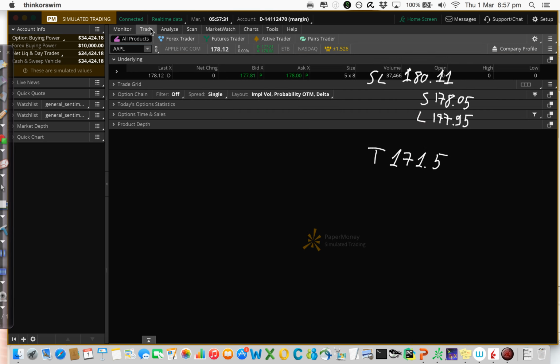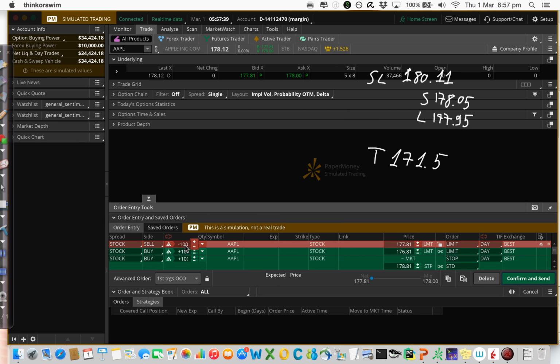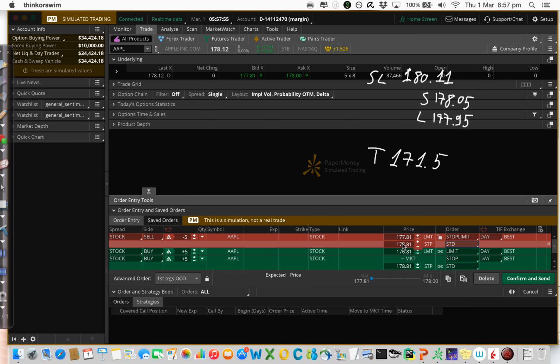So again, we go to trade, we click here, sell this time with OCO bracket. So we say that we want to sell 5 shares. So here we write 5, and again 5. We want to sell with a stop limit, okay, and the stop price is 178.05, and the limit is 177.95. Target profit is a buy limit, okay, and is 171.5, and the stop loss is 180.11. Remember, good till cancel, good till cancel.